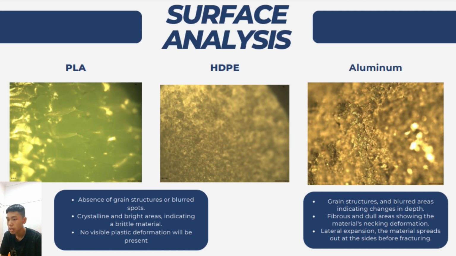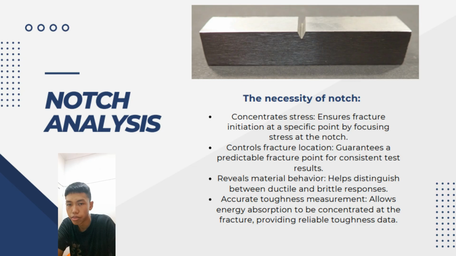So for the aluminum, the material shows grain structures and blurred areas indicating that there is change in depth, alongside with the fibrous and dull regions that reveal the necking deformation. Also, there's evidence of lateral expansion, where the material spreads out to the sides before it fractures.